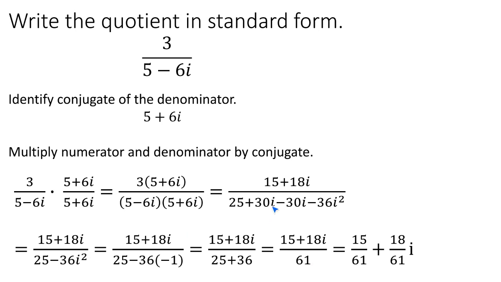Okay. So since these terms are always going to become 0 here, a shortcut would be to multiply the 5 squared and the 6 squared. 5 squared is 25, 6 squared is 36. And so then we end up with 61. So we're going to go ahead and simplify some more. So 15 divided by 61 is 15/61. And then 18 divided by 61, we get 18/61's i. So this is going to be our standard form.